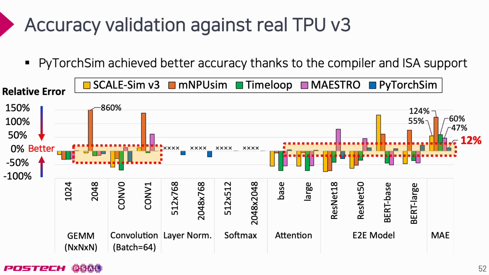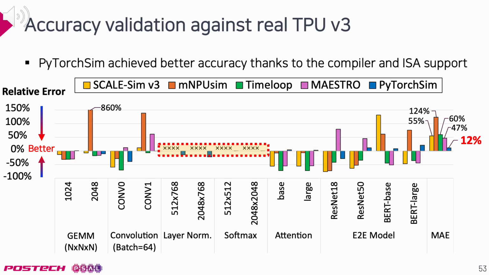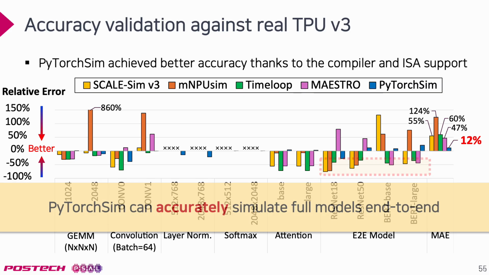And as you can see, PyTorchSim achieves better accuracy than other tools, achieving a mean absolute error of 12%. The accuracy benefits mainly come from properly modeling the vector operations. Vector operations are not well modeled by other tools, and they tend to underestimate the full model runtime because they don't support vector operations properly. So PyTorchSim can accurately simulate the full models end-to-end.